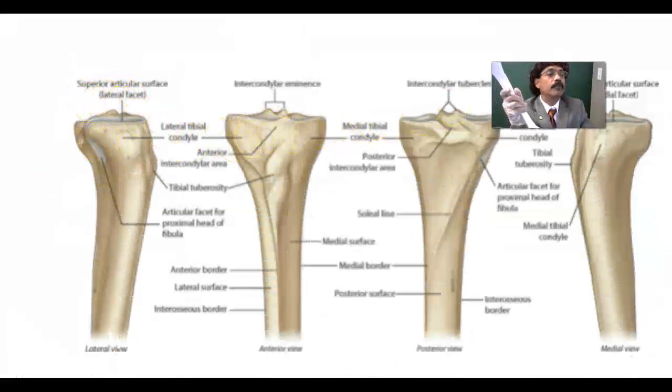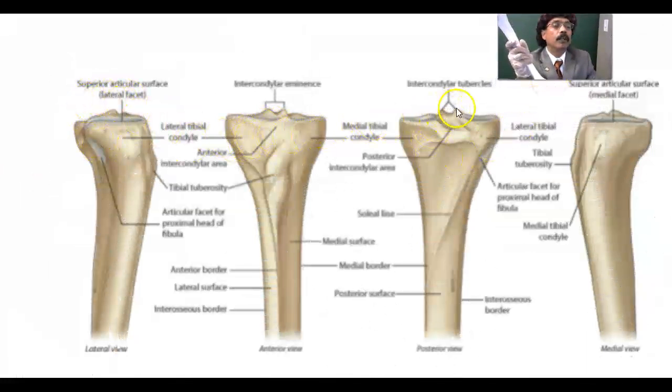We already identified all this. The intercondylar eminence, and this is the tibial tuberosity with its smooth part and rough part, and the anterior border. This is the medial tibial condyle and the lateral tibial condyle. On the posterior aspect we get the soleal line. This is the medial border, and we get the interosseous border. Anteriorly we get the anterior border. This is the posterior surface, this is the lateral surface, and this is the medial surface of the tibia. We'll match this with our bone.